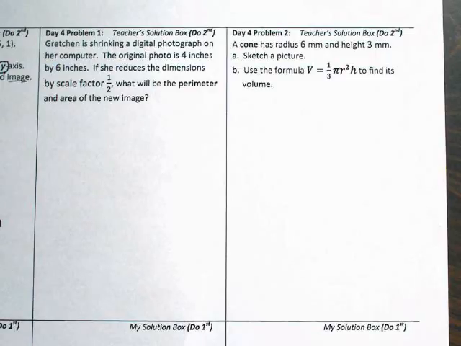Day 4, Problem 1. Gretchen is shrinking a digital photograph on her computer. The original photo is 4 inches by 6 inches. If she reduces the dimensions by scale factor 1/2, what will be the perimeter and area of the new image?